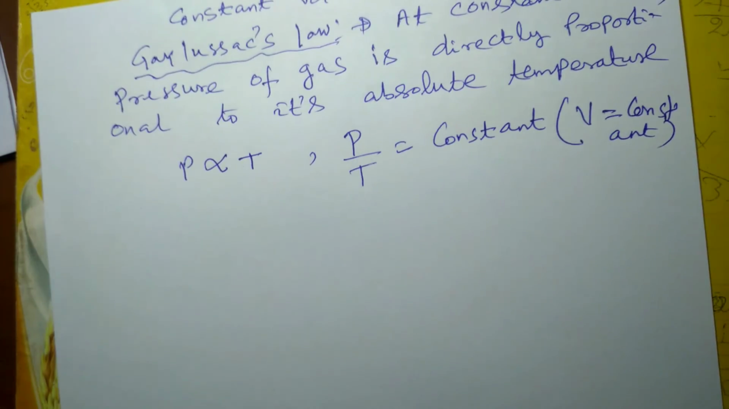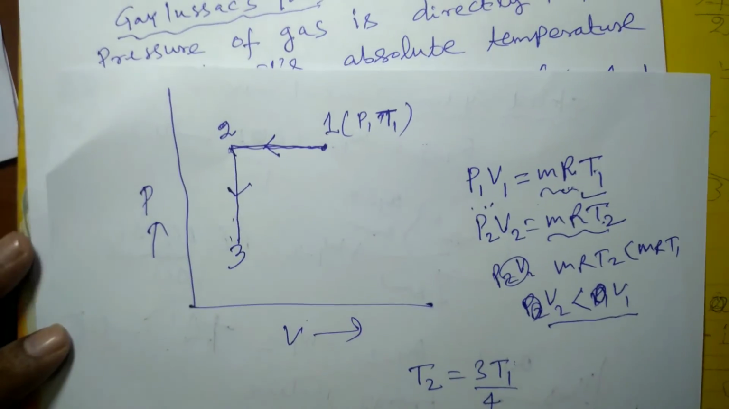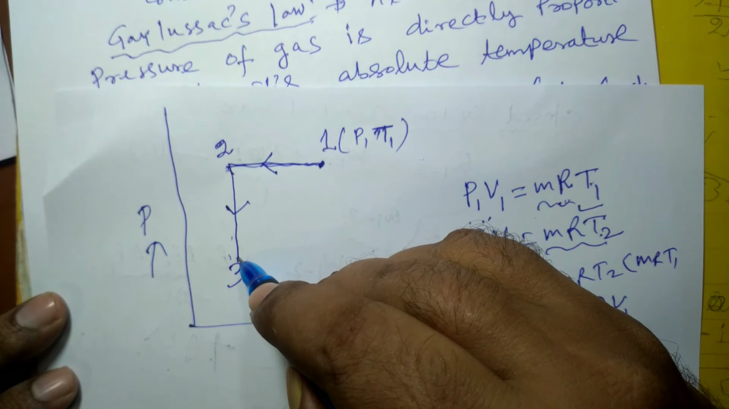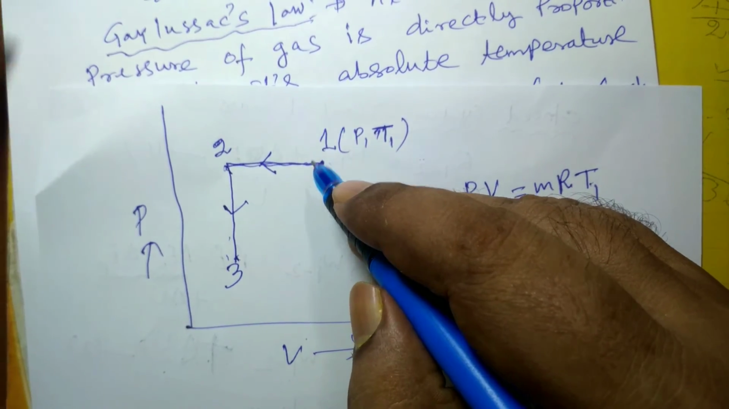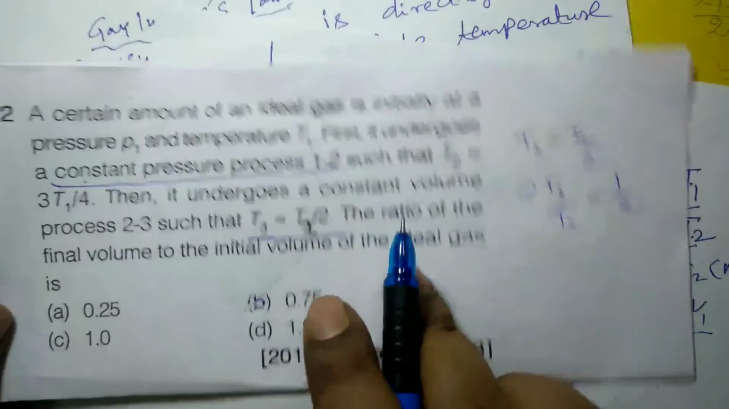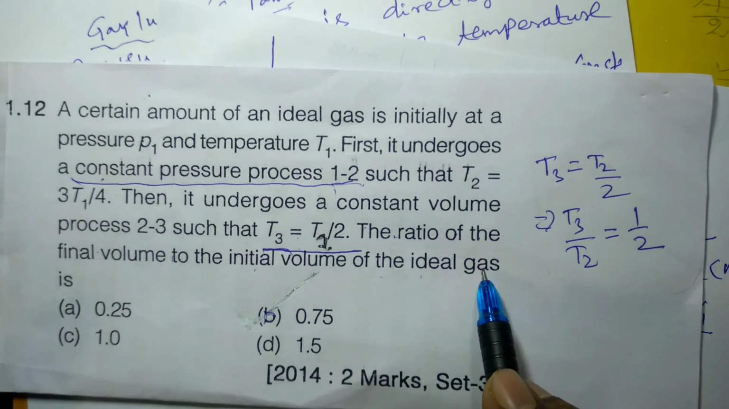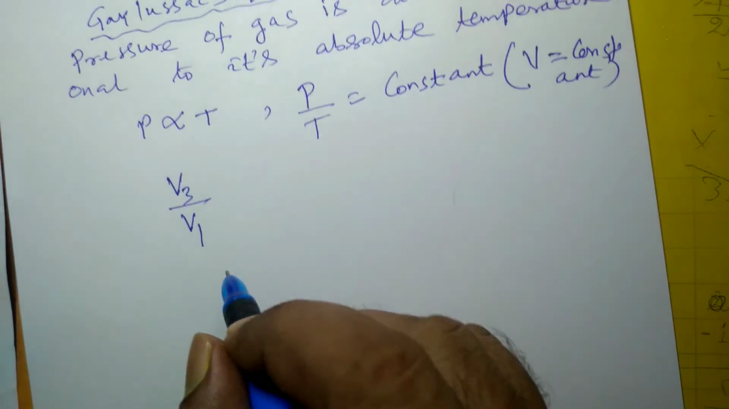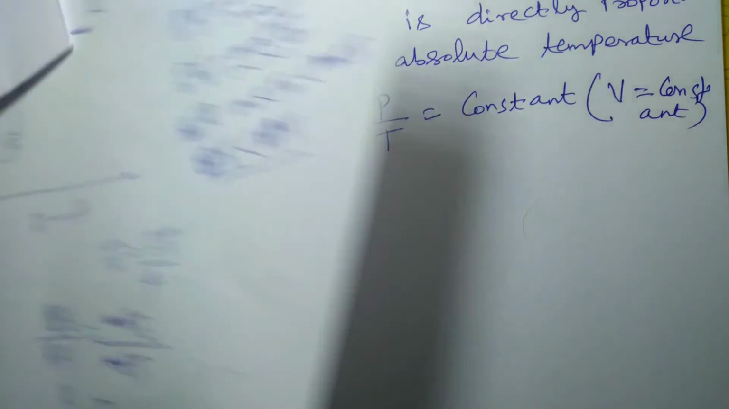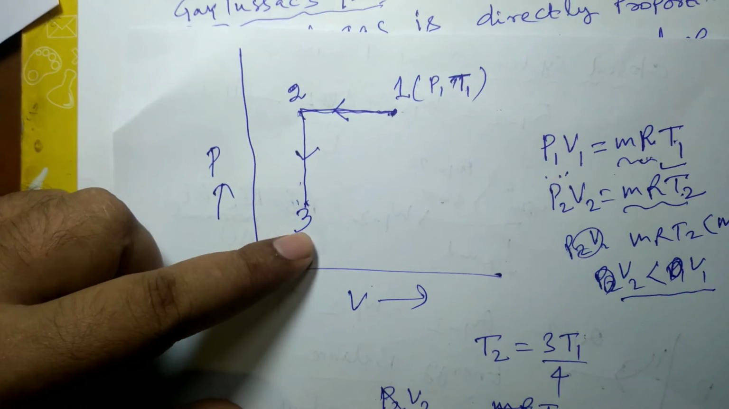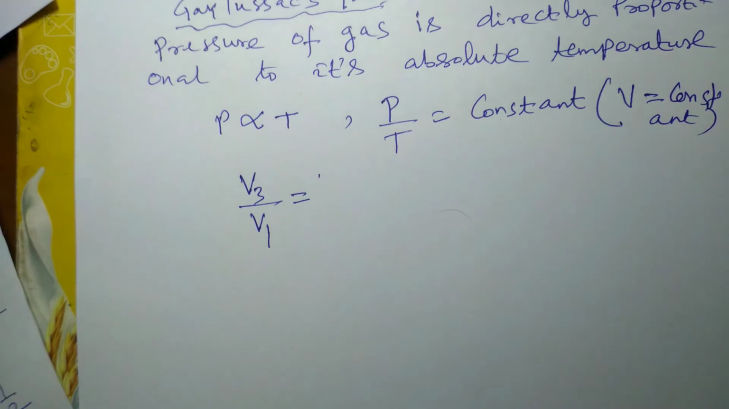But we are asked to find V3 by V1. In this process, the initial state is 1 and the final state is 3. So the final volume divided by the initial volume is asked: the ratio of the final volume to the initial volume of the ideal gas. So V3 by V1 is equal to, we know that during this process V3 is equal to V2 because this is a constant volume process. 2 3 is a constant volume process.